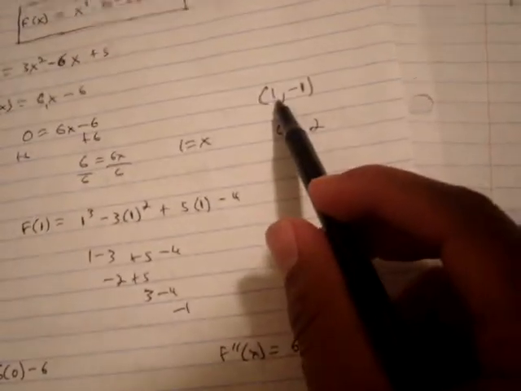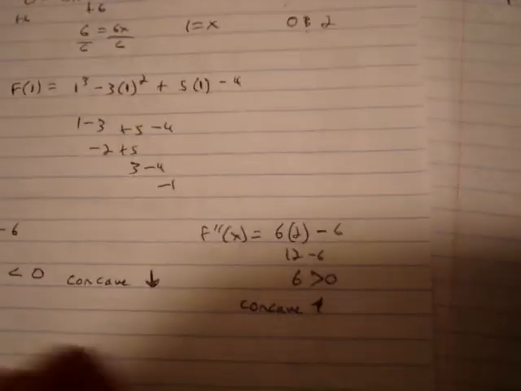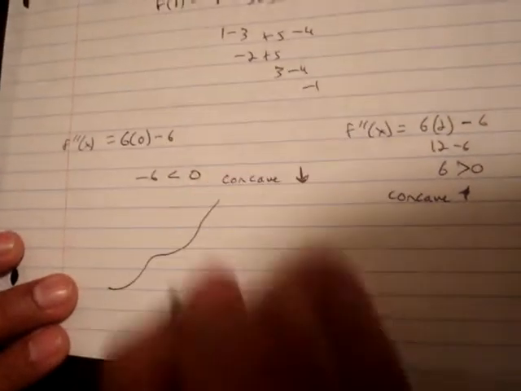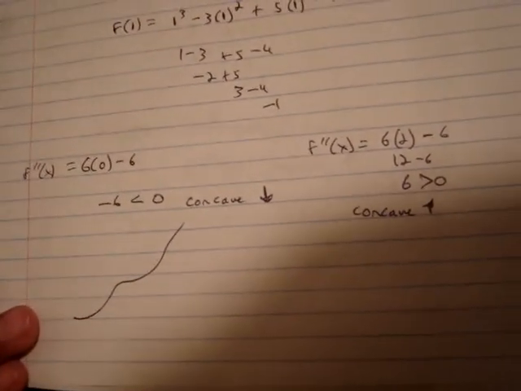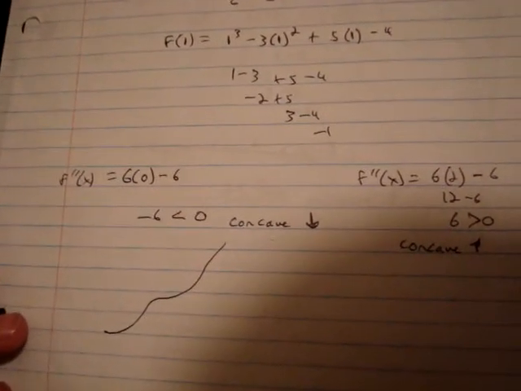Anything to the left of 1 will be concave down, while anything to the right of 1 will be concave up. So basically, our graph will look something like this. That's it. You're done. Guess what? Now you're the smart person. So go show off to the rest of the world.